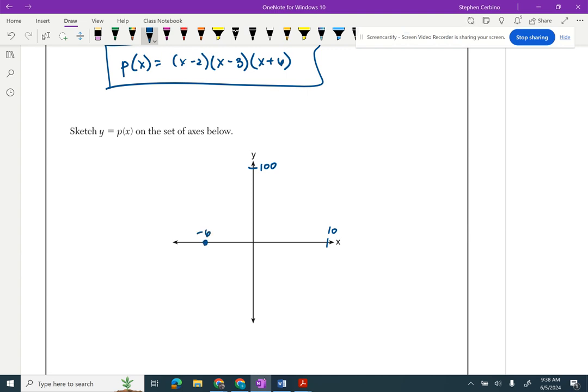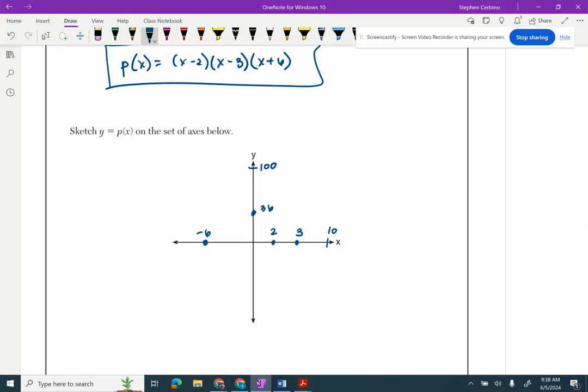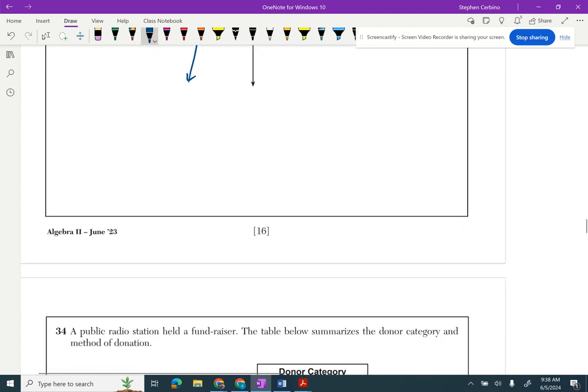We want to put positive 2 and positive 3. And we also want to put the y-intercept, which is positive 36, all of which I got from my calculator. Now, if we go through and make our sketch, we see that the graph comes up, it turns and comes back down, and then comes back up. And now we have a good sketch labeled, and we're good to go. Full credit, move on with your life, right? All right, let's go. Next one.